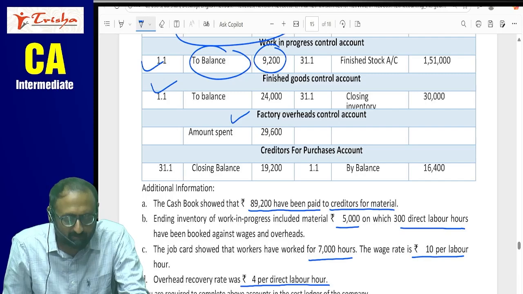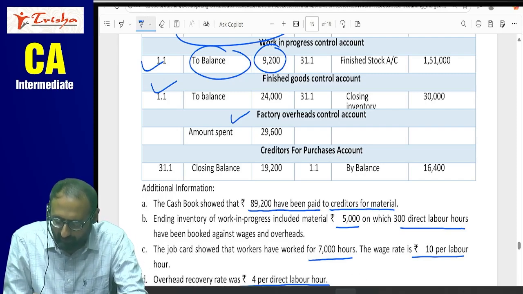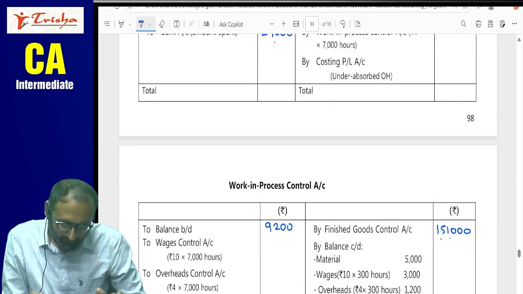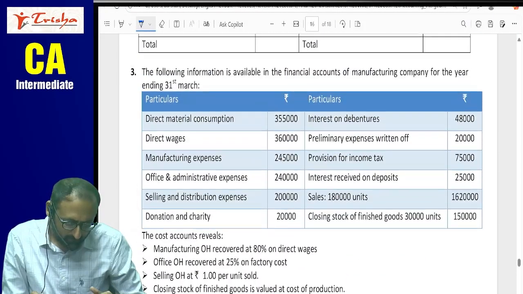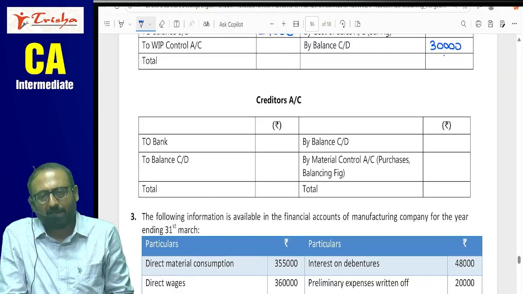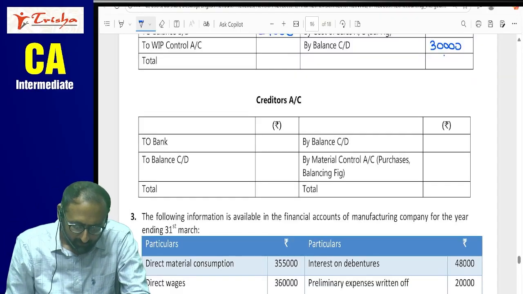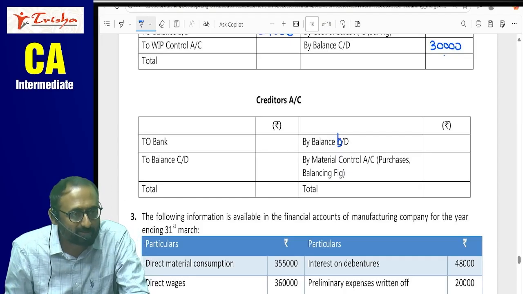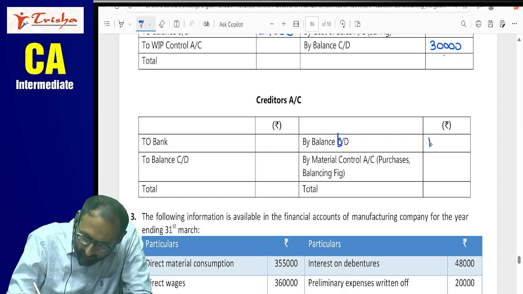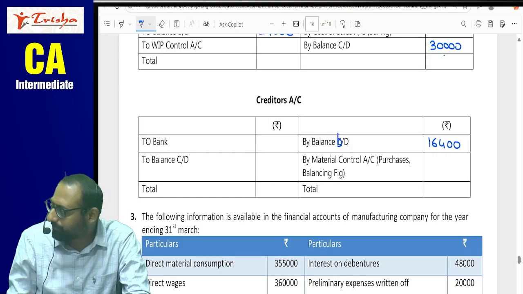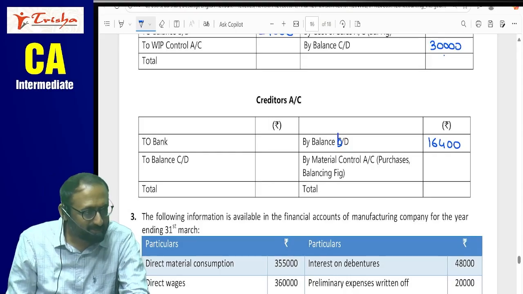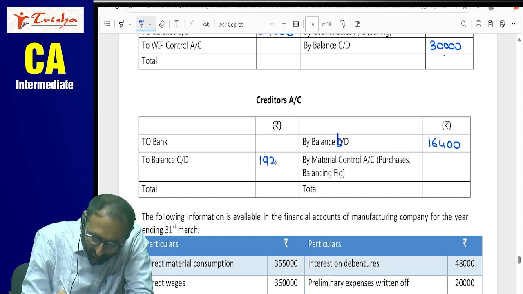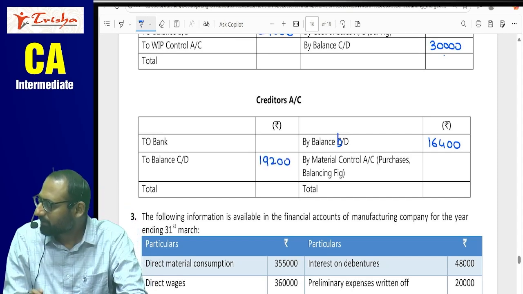The creditor account is given. Opening balance given, 16,400. So let's go to the opening balance. Yes, Sarji. By balance brought down, Sarji. Creditor, by balance brought down it should be. How much is the brought down balance? 16,400 is the balance brought down. Now please tell me, how much is the balance carried down? At the end it is given in the question. 19,200 is given in the question.